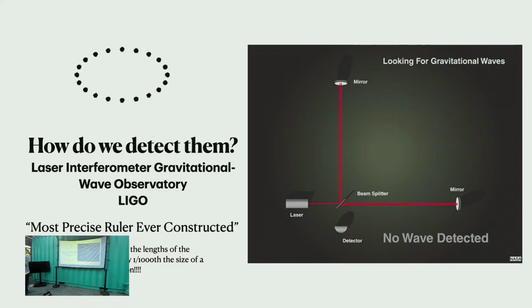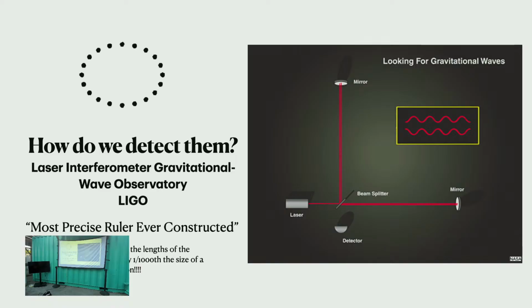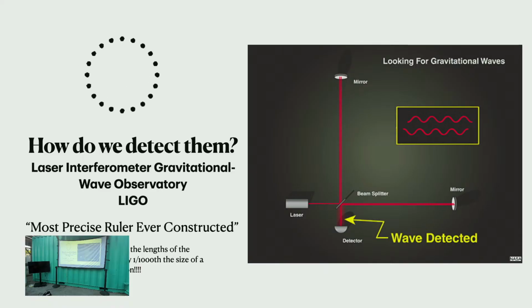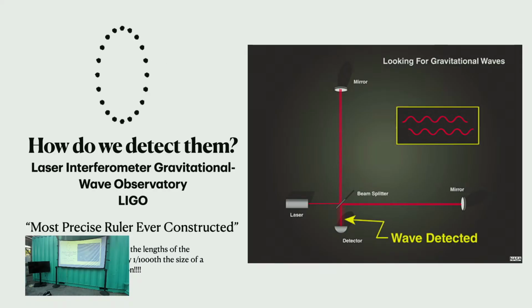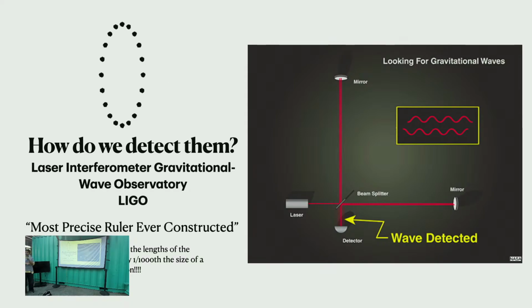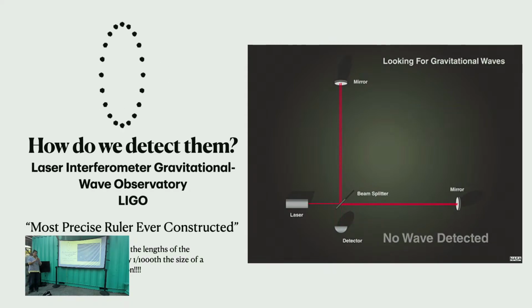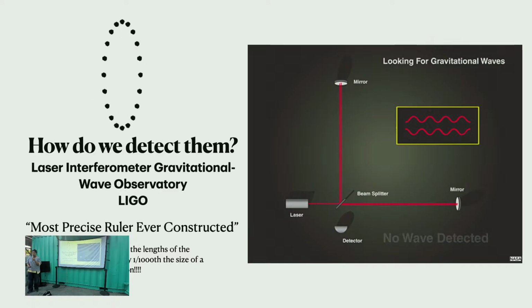To put that in context, the size of a proton is 10 to the power minus 15 meters. That's put a dot, put 14 zeros, and then a 1. That's the size of the proton. You're dividing that by 1,000, and that's the change you're trying to measure in this 4-kilometer long arm.